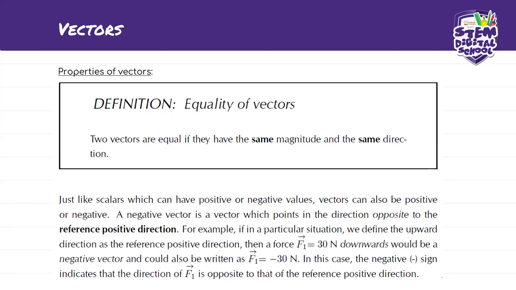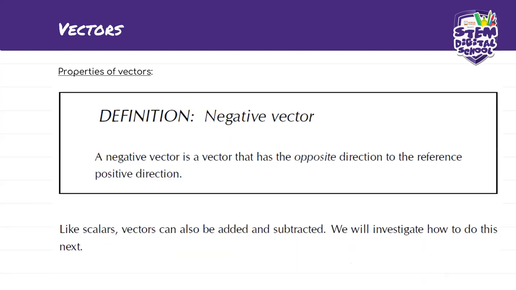So what are the properties of vectors? Definition: what is a negative vector? A negative vector is a vector that has the opposite direction to the reference positive direction. Okay, so I hope it makes sense now that you know it's up to you which one is a negative vector, because you are the one that gets to choose which one is the positive direction. So like scalars, vectors can also be added and subtracted. We will investigate how to do this next.